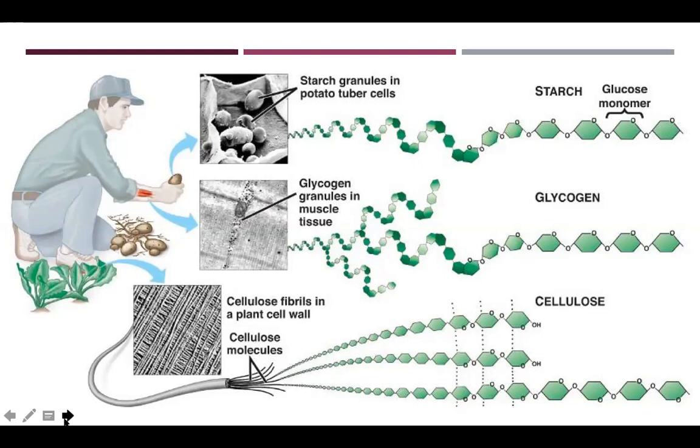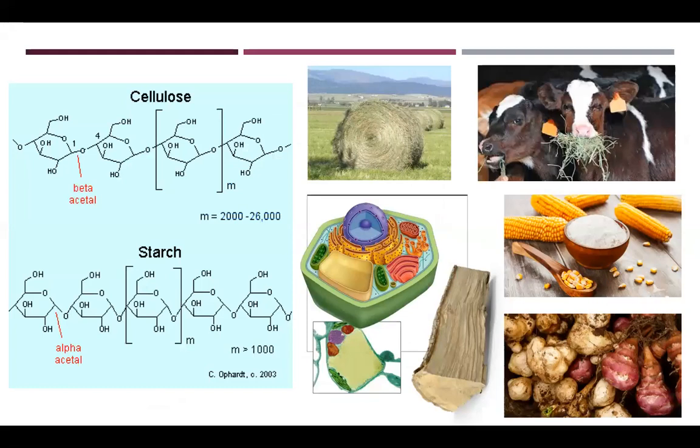Is that a question? Yeah. Was the shape of the glucose monomer pattern, like the one where it twirls, the one where it branches, and the one where it's straight, does that affect how we digest it? Well, that's an excellent question, which we'll cover right here.